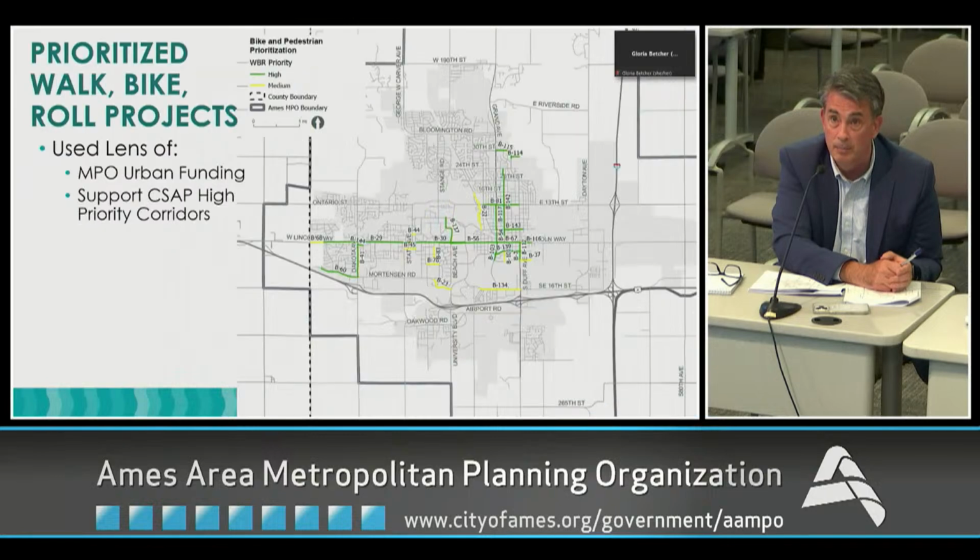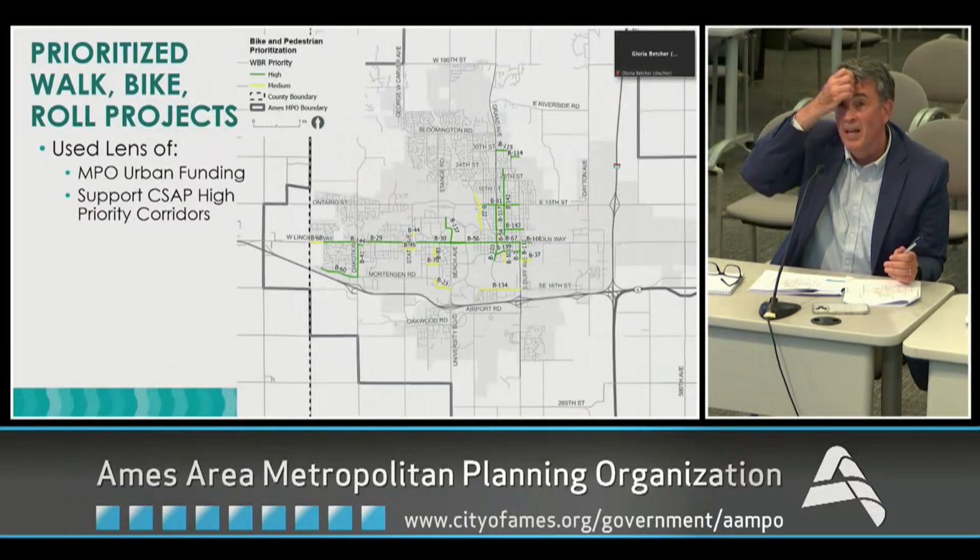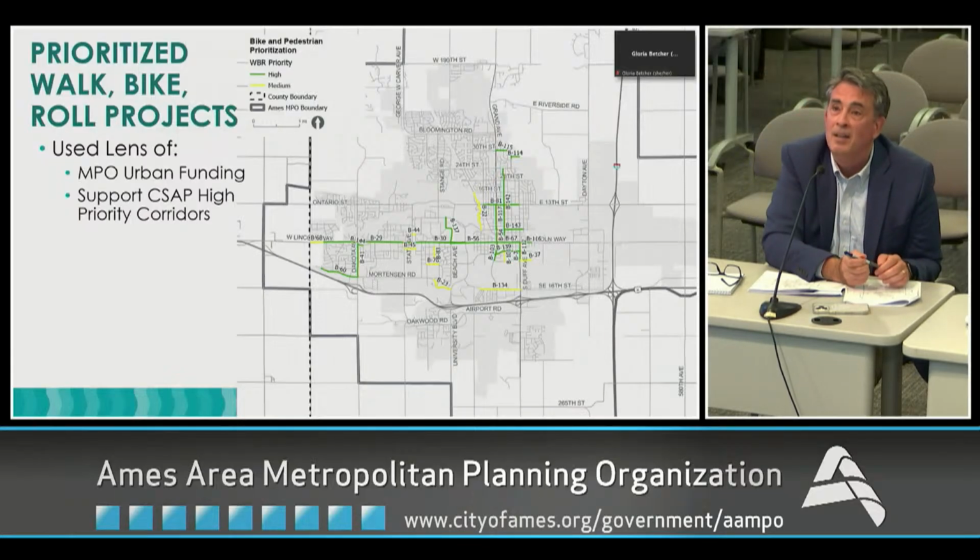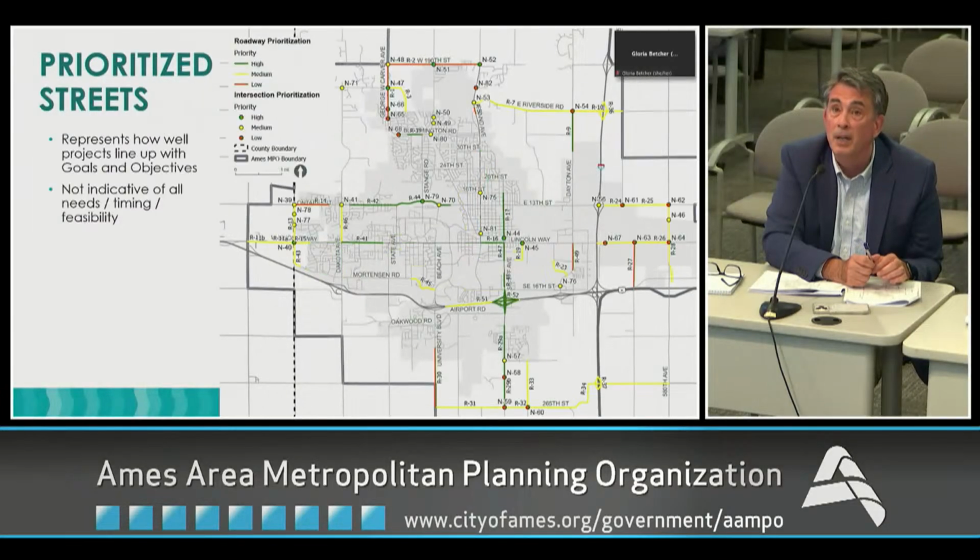If we go to the next slide, this is the prioritized walk, bike, and roll projects. Again, we looked at what would be eligible for MPO funding and which ones would support those high priority corridors, and focused it down to show those high and medium priority projects that came out of walk, bike, and roll. If we go to the next one, this is the range of all the different alternatives we would consider that came out of this process for the Metropolitan Transportation Plan.